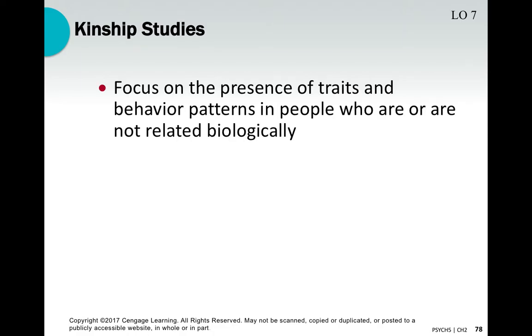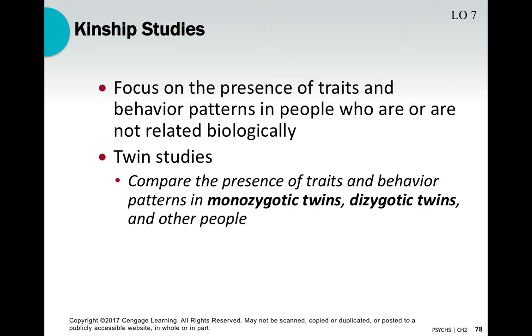And a lot of what we know about genetics comes through kinship studies. This is studying people who are related biologically or not, especially twin studies, studying monozygotic and dizygotic twins. Monozygotic twins are fraternal twins. Dizygotic twins it's the other way around. Monozygotic twins are identical twins. Dizygotic are fraternal twins. Monozygotic twins share 100% of the same genetic information, whereas dizygotic only share 50%. It's the same as your brother or sister. They're no different genetically speaking.